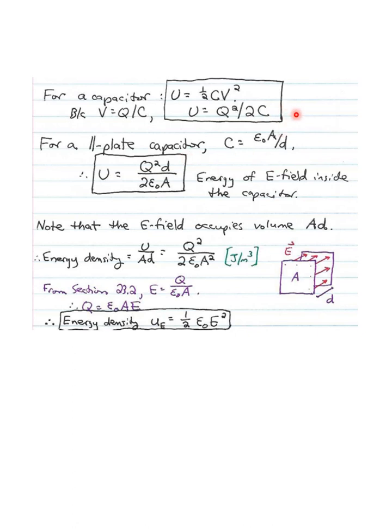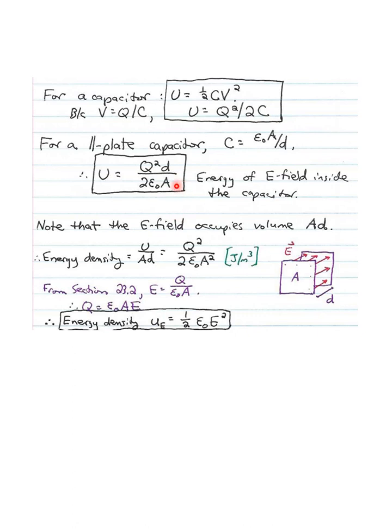All right, going back up to the equation that I had two screens ago, potential energy is Q squared over 2C. Now, if it's a parallel plate capacitor, let's replace that C with epsilon naught times area divided by distance, and we get that the potential energy in a capacitor is the square of the charge on one of the plates times the distance divided by 2 epsilon naught area.